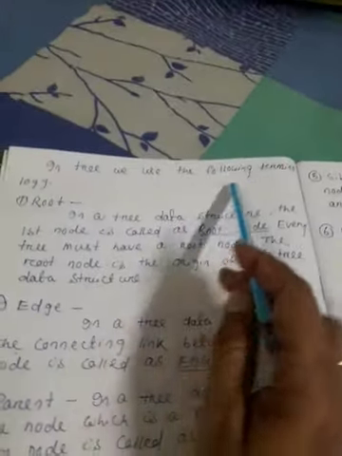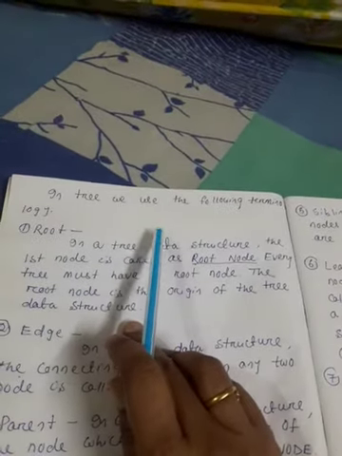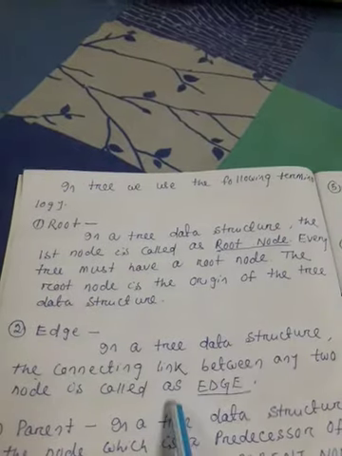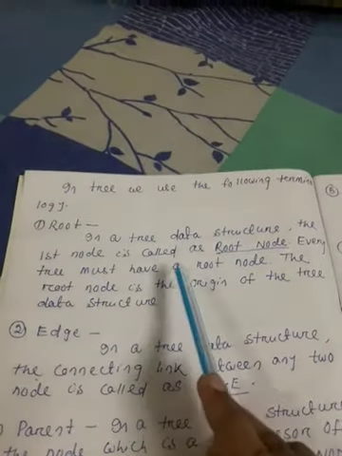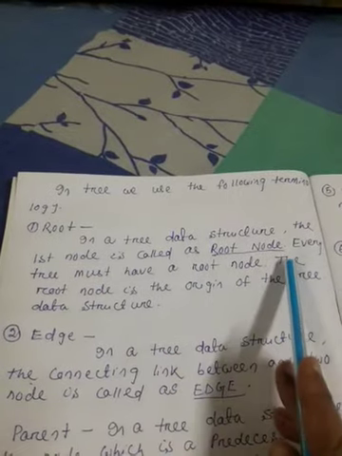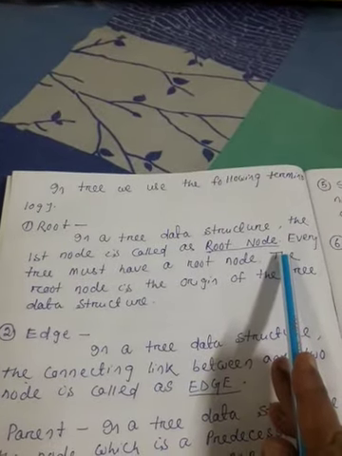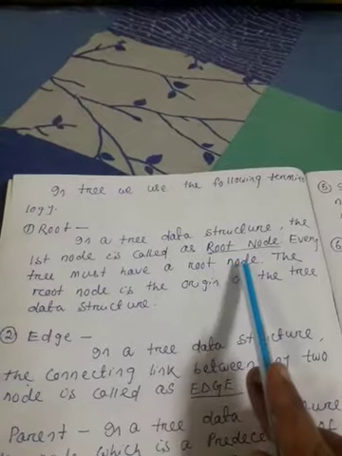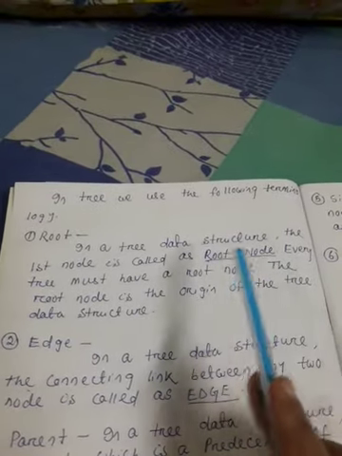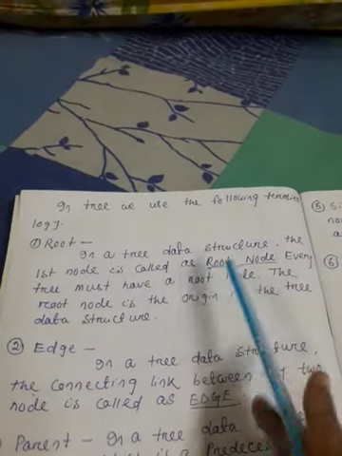In a tree we use the following terminology. Number one is root. So what is root? In a tree data structure, the first node is called the root node. Every tree must have a root node, and every tree has only one root node.